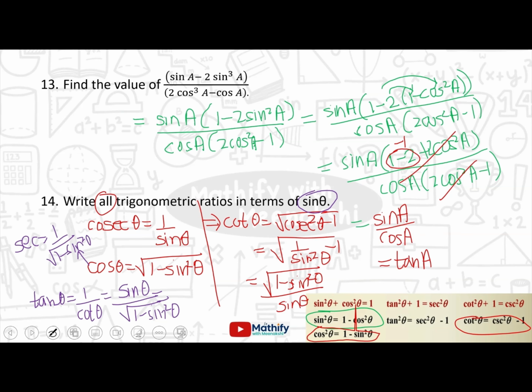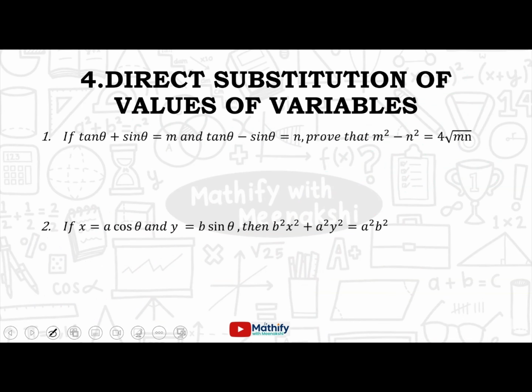That's it. So you have to always think about the reciprocals, like cosec and sine, cos and sec, tan and cot, and the identities. Using these two things, you can find all the trigonometric ratios in terms of another trigonometric ratio. Let's move to the next topic: direct substitution of values of variable. So this is very easy.